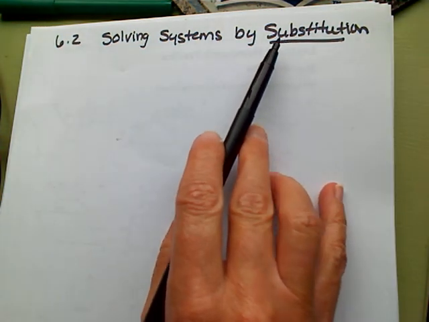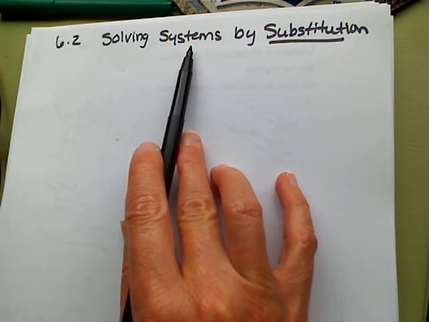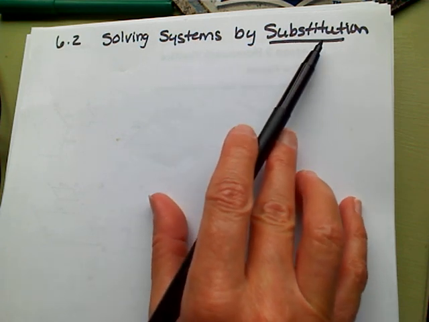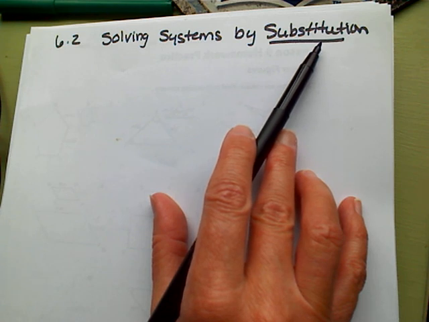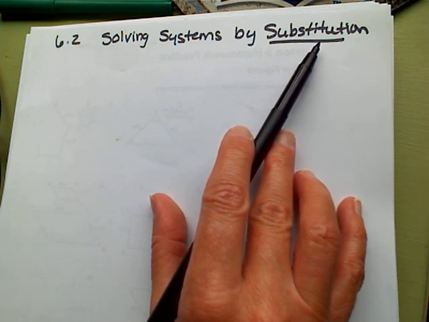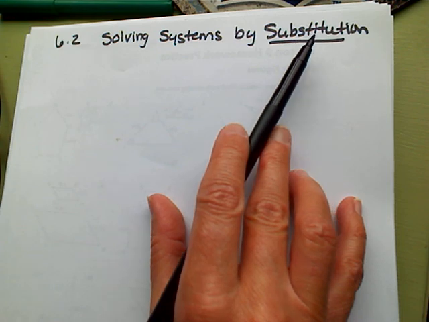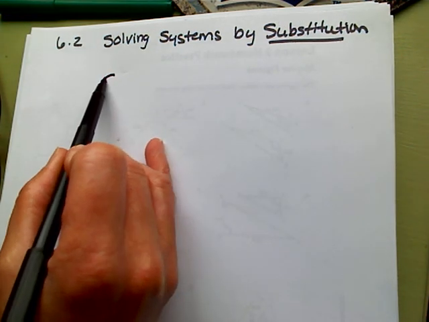So remember, we have our systems, which is our two equations that are going to be given to us, and we're going to solve them by using substitution. Now remember, the solution has to be in ordered pairs, so this is why you have to find the value of x and the value of y. So let's start with two systems of equations.